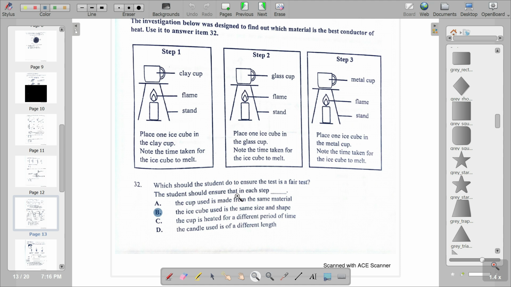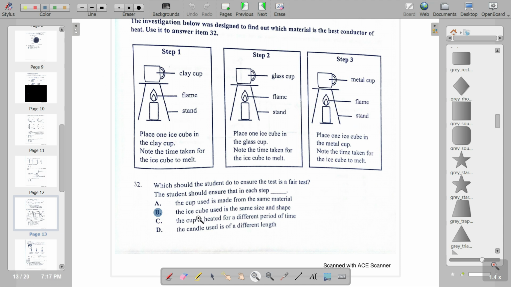The student should ensure that in each step the cup used is made from the same material. No, that wouldn't make any sense, right? Because we're trying to see what type of material is a better conductor, right? So it wouldn't make any sense. That's why we're choosing 3 different cups.